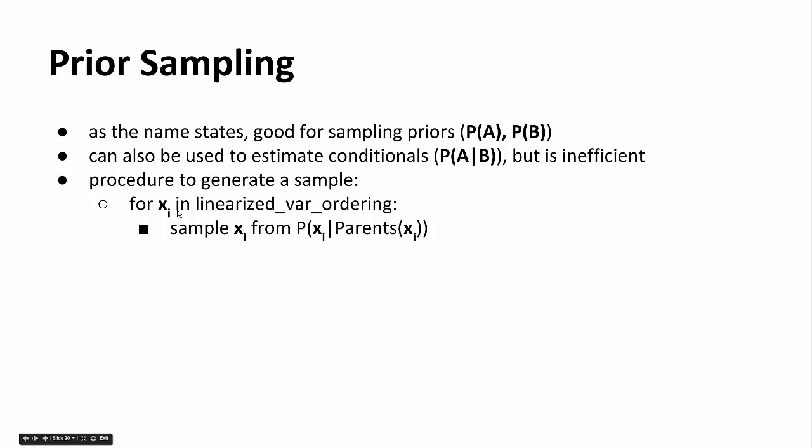So to generate one sample, we're going to go through all the variables in the Bayes net. We're going to have some linearized ordering of the variables. We're going to loop through the variables, and we're going to sample x sub i from the probability of x sub i given the parents of x sub i. And by nature of our linearization, when it comes time to sample variable x sub i, we will have already sampled all of the parents. So we'll have a full instantiation for the parents, and then we'll sample x sub i from that distribution. So it's very straightforward, but let's take a look at an example.